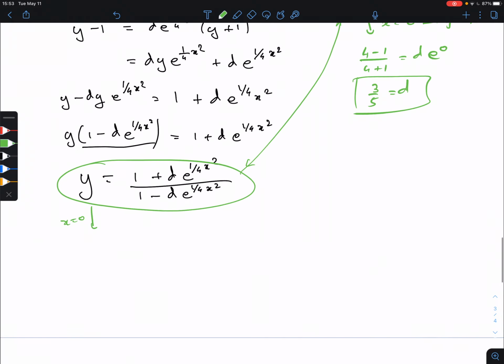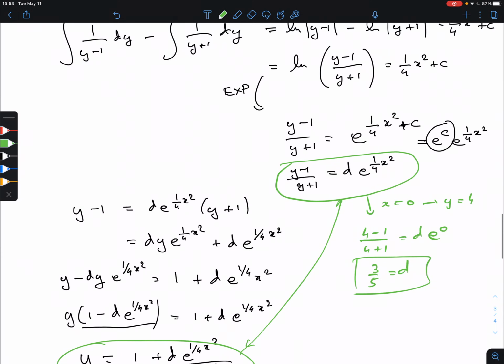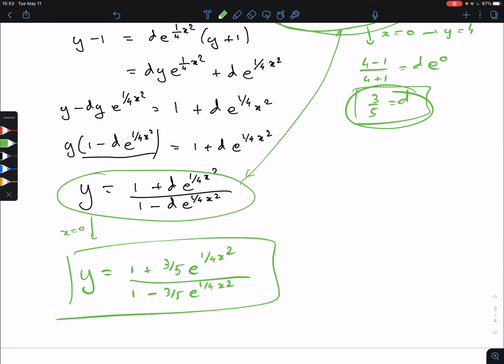So our solution is, now, of course, I found d using this form, but that's not the final form. So now I'm using the final form and plugging in the d that I found. Okay, so this is (1 plus 3/5 e^(1/4 x squared)) over (1 minus 3/5 e^(1/4 x squared)). And that is my solution. And again, you could try to visualize this with your direction fields. I'm leaving that up for you guys to do.